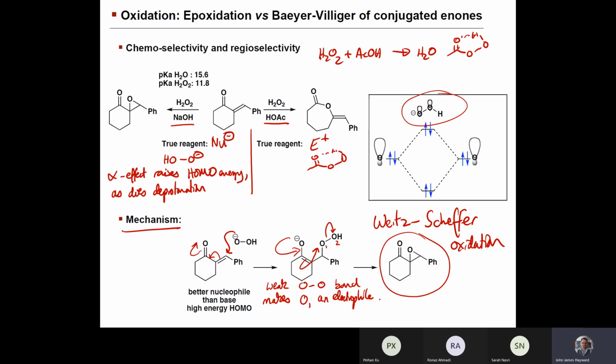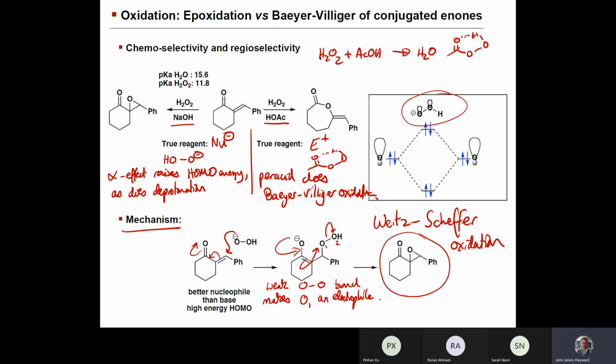the per acid. And therefore the per acid here does the Baeyer-Villiger oxidation instead. Okay. So we can actually do some chemoselectivity for these reactions by choosing the right conditions for the reaction.